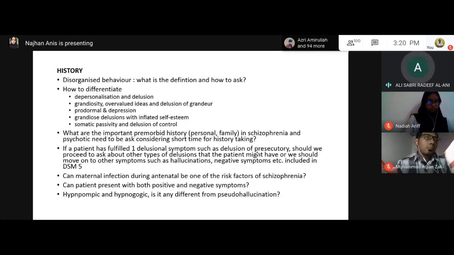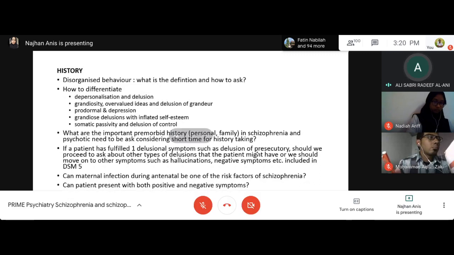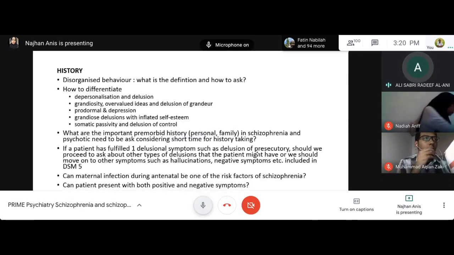For example, the patient may feel that his stomach is churning. Okay? What are the important premorbid history, personal, family, in schizophrenia and psychosis that need to be asked?